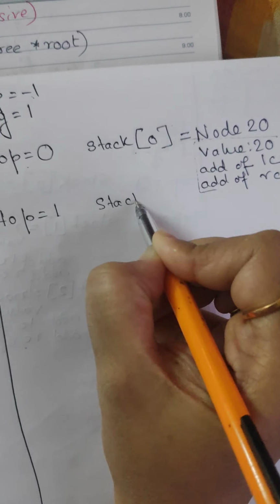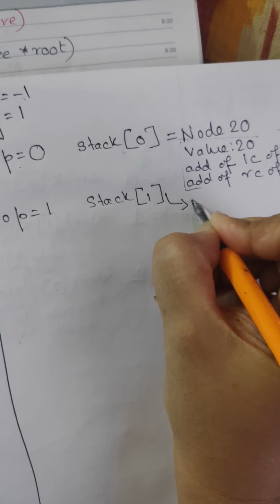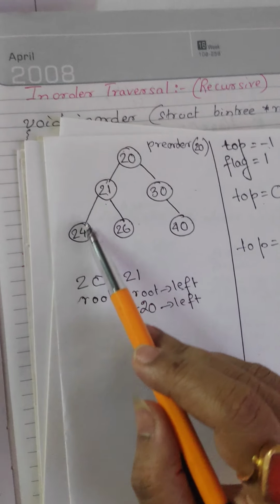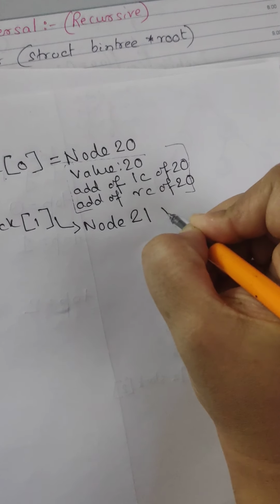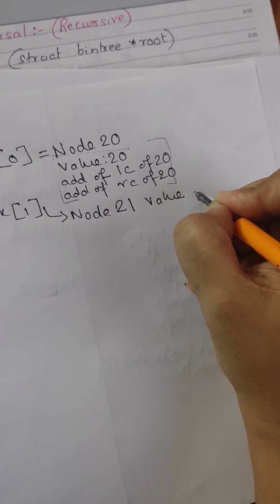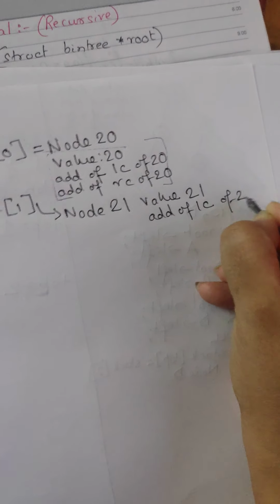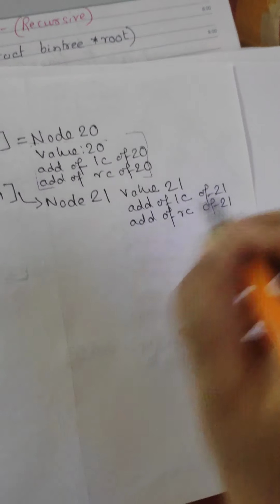And in stack top, that is stack 1, you store the node 21. Again, storing the node 21 means you store the value of 21, the address of the left child of 21, and the address of the right child of 21. Correct?